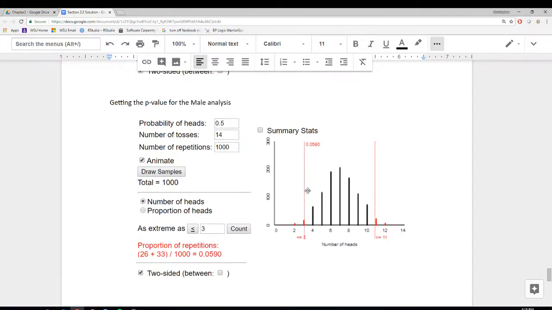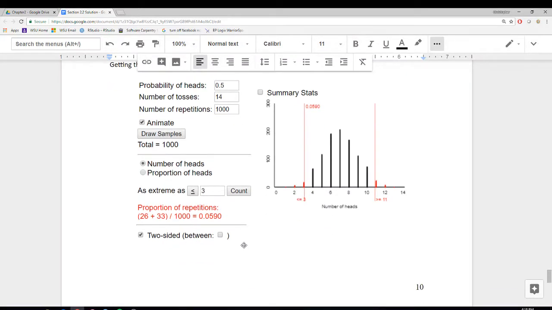On the other hand, for the males, we have a similar setup. Probability of success is at 50%. Sample size is at 14. I'm getting 1,000 repeated outcomes here. I'm placing 3, the study outcome, in the as extreme box down here. Again, selecting the two-sided. And we can see that for the males, the p-value is 0.0590, or about 6%.